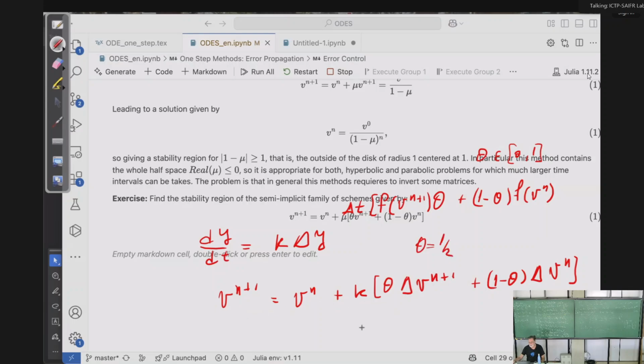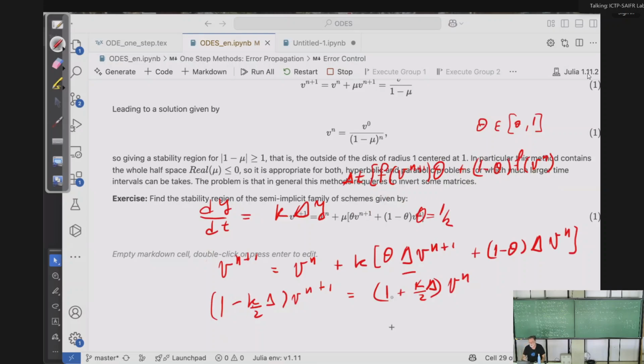And you have to solve this problem. So you have the Laplacian here. So this is 1 minus k/2 Laplacian of Bn+1 equals 1 plus k/2 Laplacian of Bn. So you have to invert this; you have to take the inverse of this on this side, right? So this is an operation which is not trivial, but you can do it. And so you get a very nice method for the heat equation this way. Probably we'll do it near the end of the course.